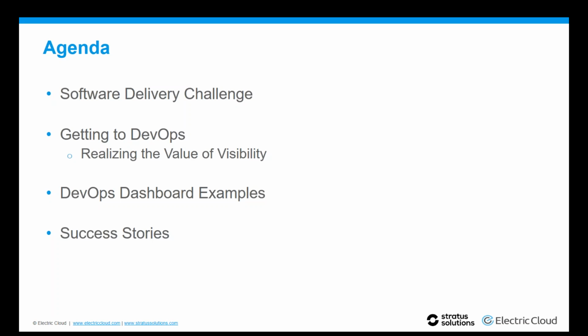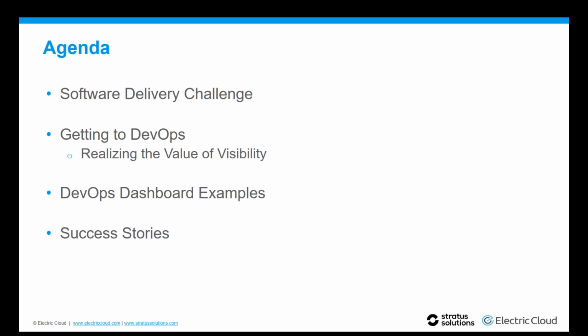Me too. Thanks. Okay. So today, folks, the title is Dashboards for DevOps. We're going to be talking about visibility and how important it is as part of the end-to-end software delivery process. We're going to talk about the challenges involved in getting that visibility, and how folks on the journey are getting to DevOps and realizing that value of visibility.